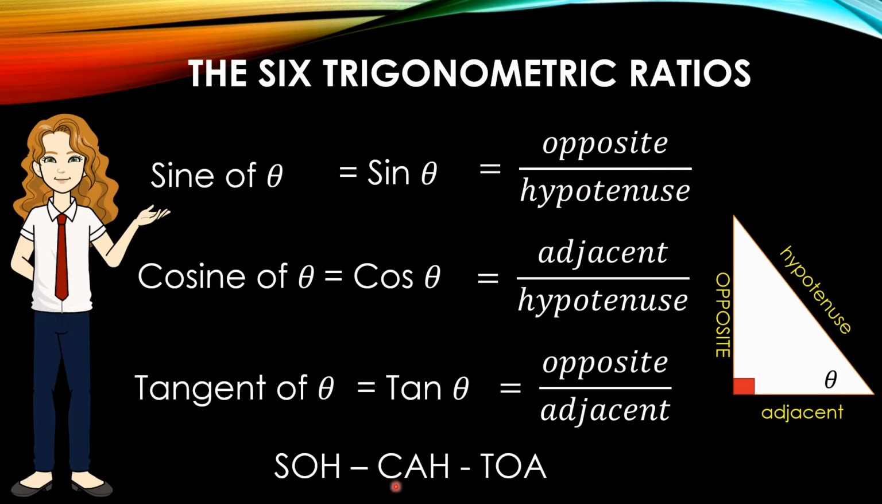Now, how about the CAH? C is cosine, A is adjacent, and H is the hypotenuse. So that is CAH. Then TOA. TOA comes from tangent. So T, tangent, O is the opposite, and A is the adjacent. So our mnemonic for the first 3 trigonometric ratios is SOHCAHTOA.